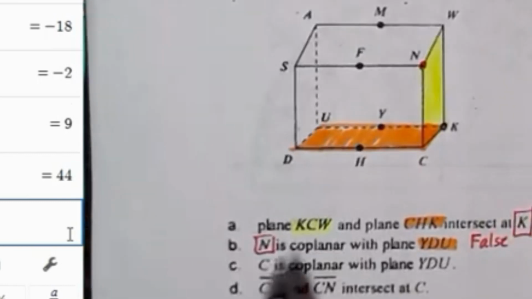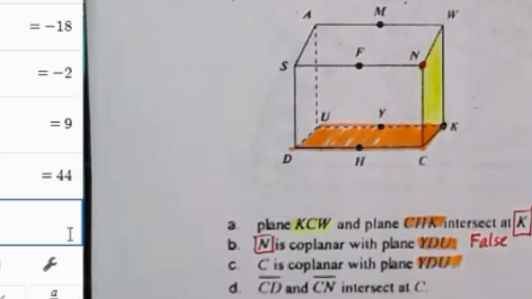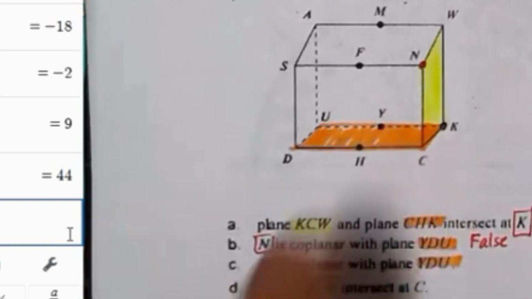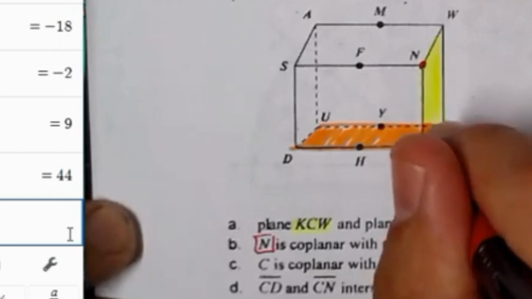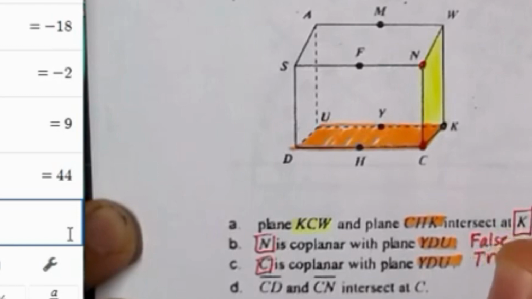Next, it says C is coplanar with plane YDU. Okay, so let's look. Plane YDU, we already established that's that bottom plane. And let's see, can we find the point C in this plane? And there's point C right there. So that happens to be true.